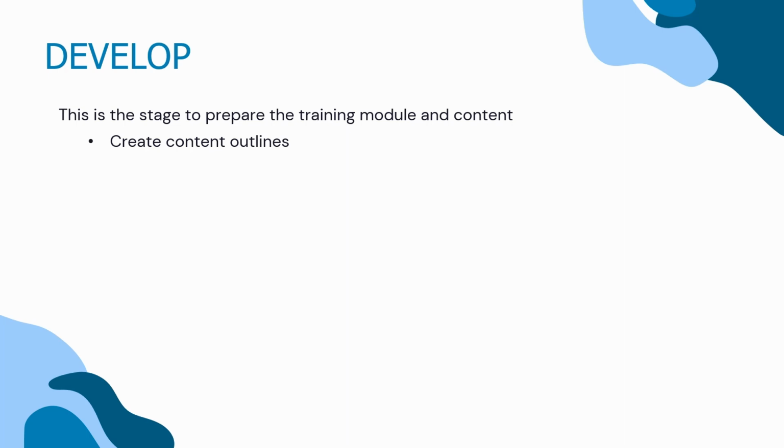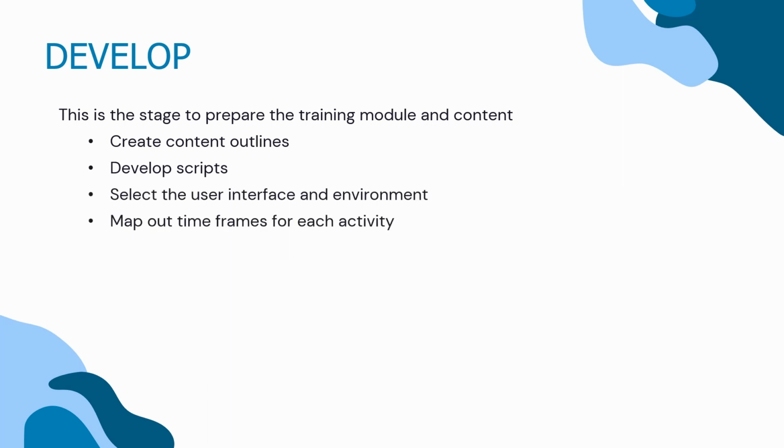Then comes the development stage. The third stage is where we prepare the training module and content. This includes creating content outlines, developing scripts, selecting the user interface and environment, mapping out time frames for each activity, and choosing the course progression.